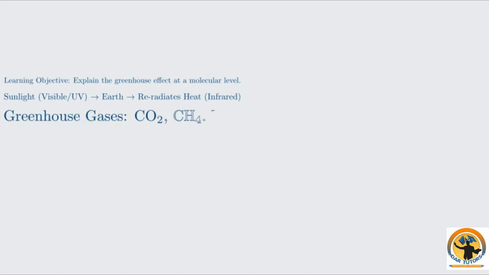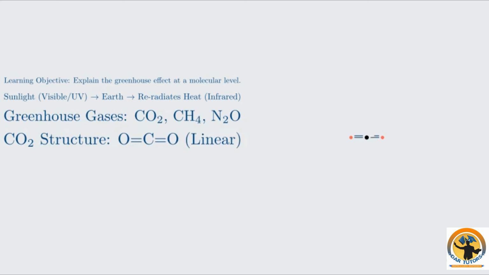So, how does carbon dioxide act as a greenhouse gas at the molecular level? The key is its molecular structure. A CO2 molecule has a central carbon atom double bonded to two oxygen atoms. When this molecule absorbs infrared radiation, the energy causes it to vibrate. Its bonds can stretch and bend in different ways, like this. The molecule becomes vibrationally excited.